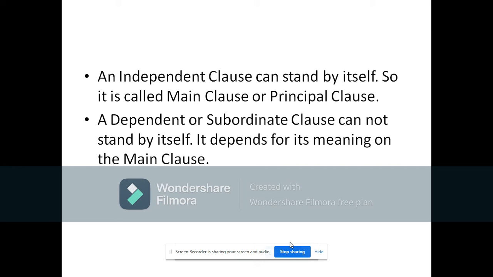The difference between a main clause and a subordinate clause. Main clause is an independent clause. An independent clause can stand by itself. So it is called main clause or principal clause. It is also called independent clause because it can stand by itself.